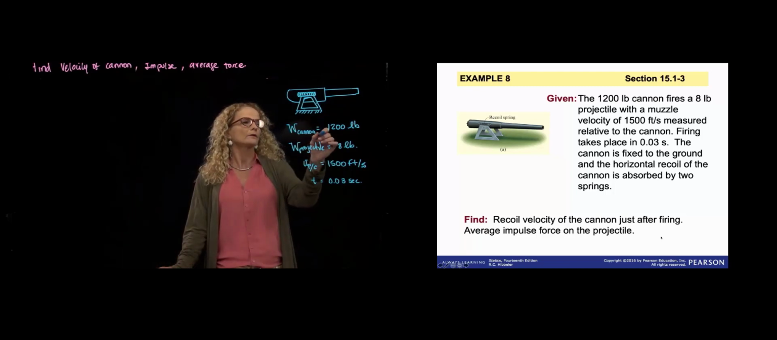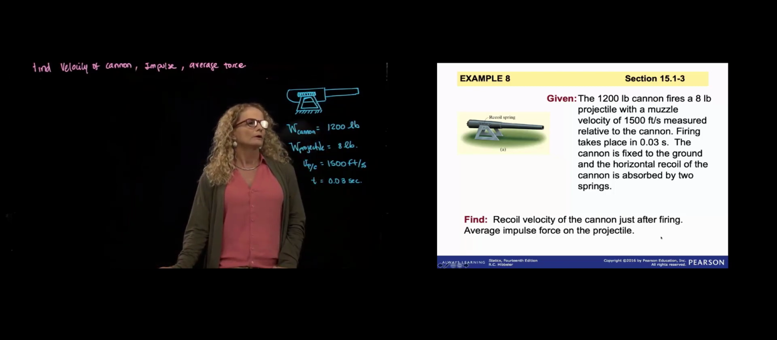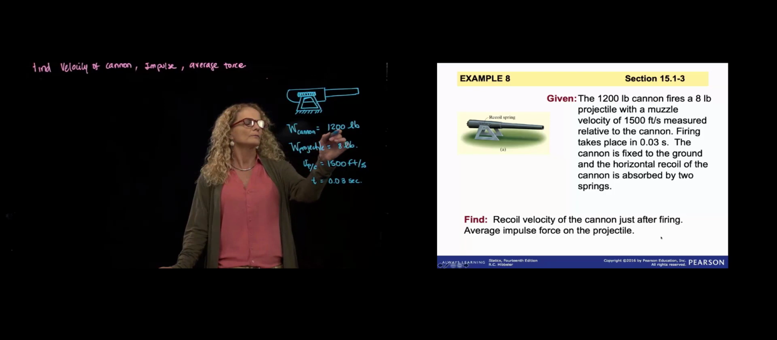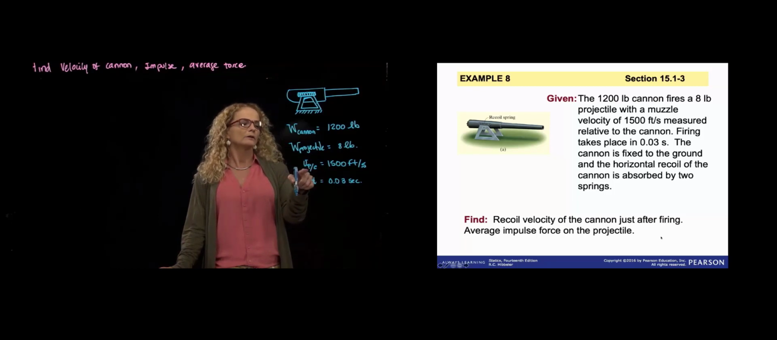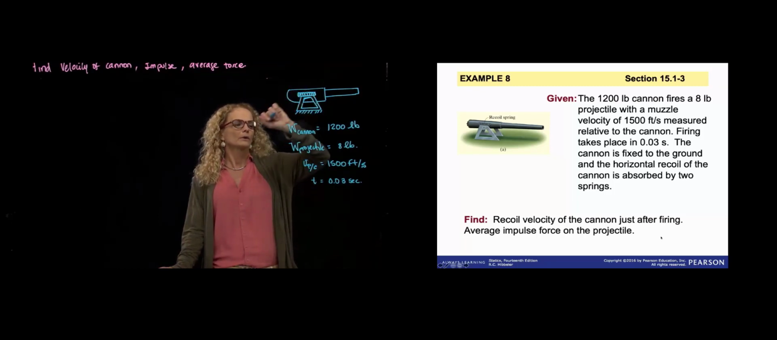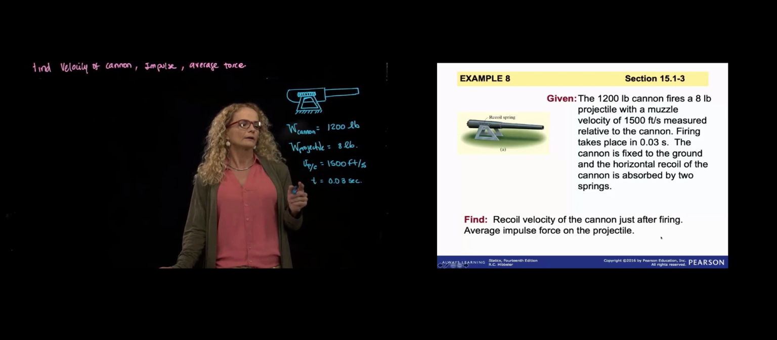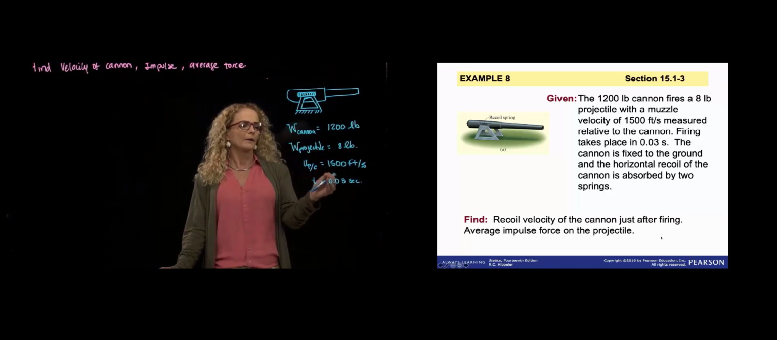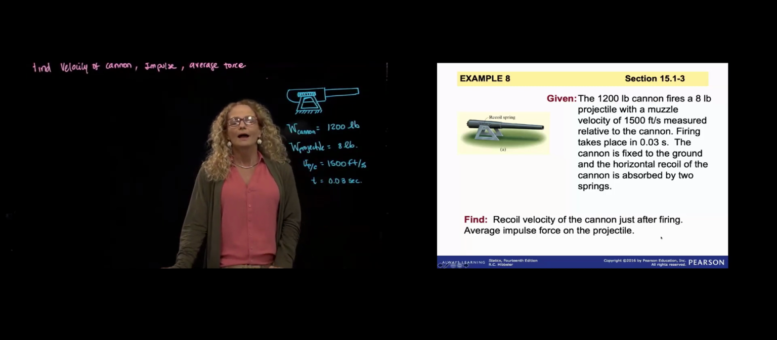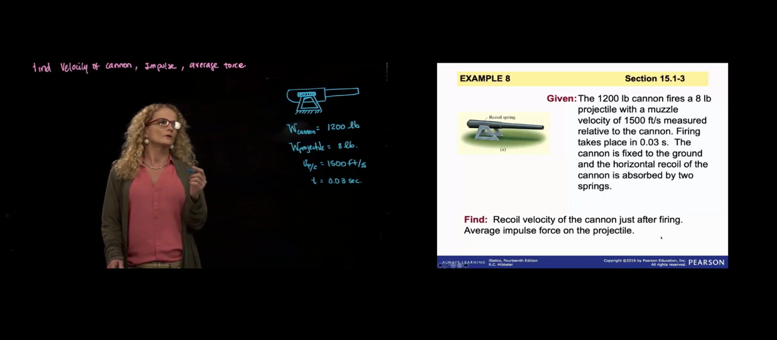The weight of the cannon is 1,200 pounds, and the weight of the projectile is 8 pounds. And then we are given that the velocity at which the cannon fires the projectile is 1,500 feet per second. And the firing takes place in 0.03 seconds. And we are asked to find the velocity of the cannon.